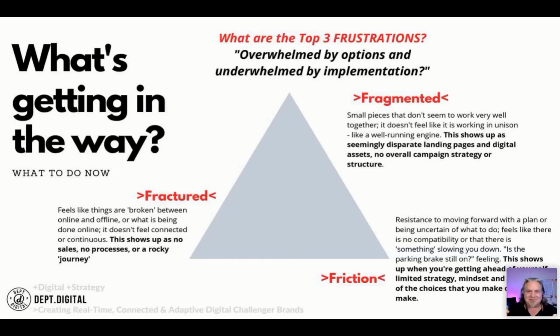Like, what's going on? And you look down, and it's like, oh, the park brake is still on. So that's friction. And that happens in business, right? It's important to be able to recognize that, oh wait, the parking brake's still on. I need to turn that off. So this shows up when you're getting ahead of yourself. You've got limited strategy, and mindset and the choices that you make are very, very important as well.